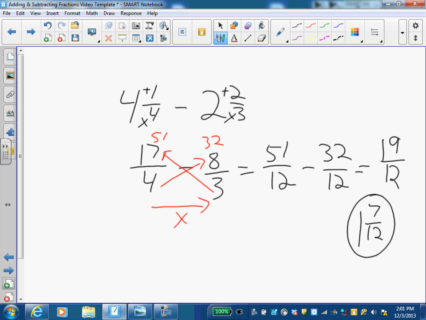Okay? I didn't run into any problems when I kept the whole number in and changed it to an improper fraction. So when you're subtracting mixed numbers, what I want you to do, and my advice to you, is to do this method. Involve the whole number, change them into improper fractions, and do your subtraction. Okay? And that's how we subtract mixed numbers.